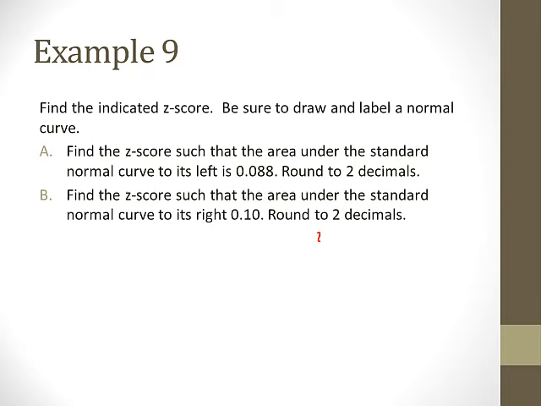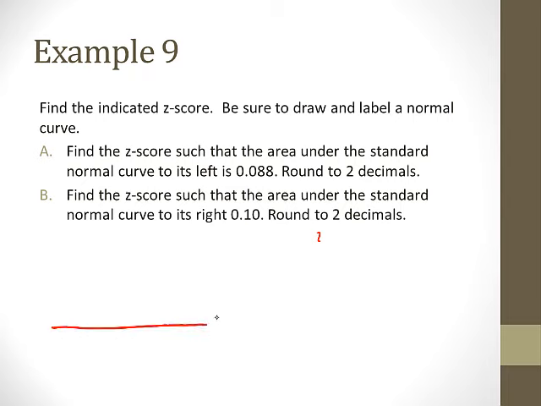Couldn't read that number. And then for part B, find the z-score such that the area under the standard normal curve to its right is 0.10, rounded to 2 decimals. Okay, pause the video here, see if you can get these two done. All right, welcome back. I don't have these drawn out for you already, so I'm going to draw them out.